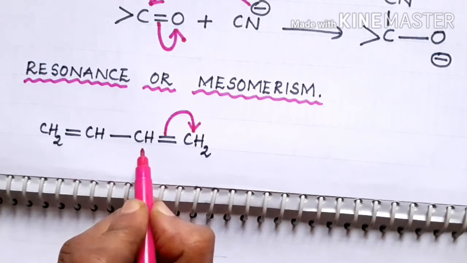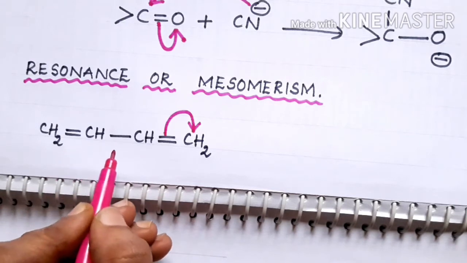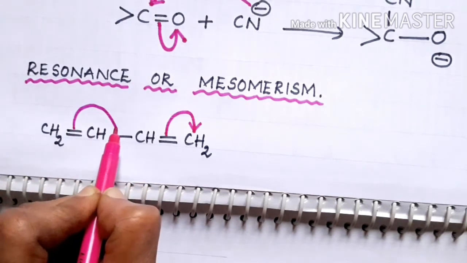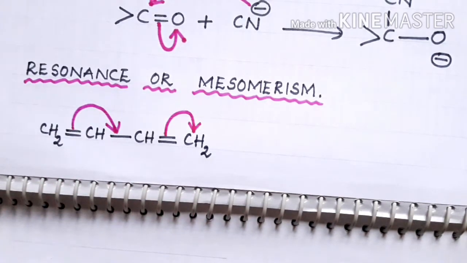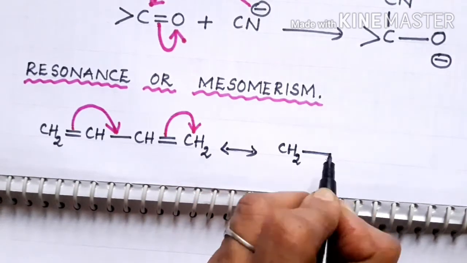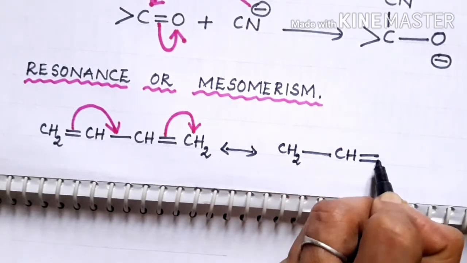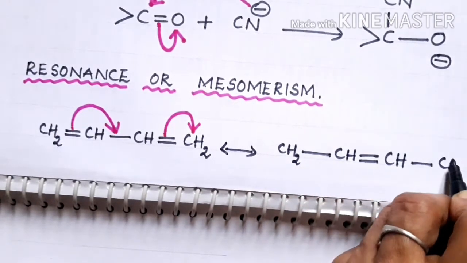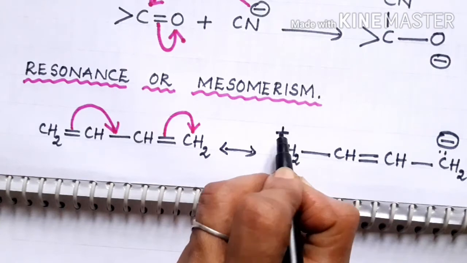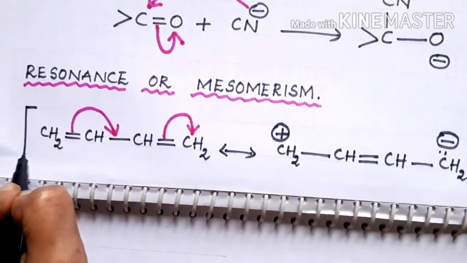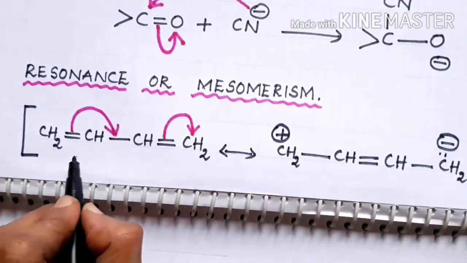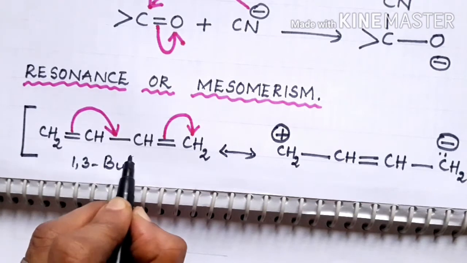So this becomes positive and it has a tendency to attract the pi electrons towards it. As a result, these will be shifted this side, and so the final structure we get is CH2-CH=CH-CH2 negative, whereas this becomes positively charged. So these two are the canonical forms or the resonating structures of 1,3-butadiene.